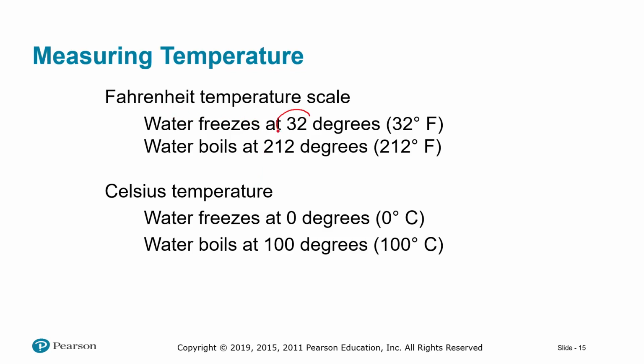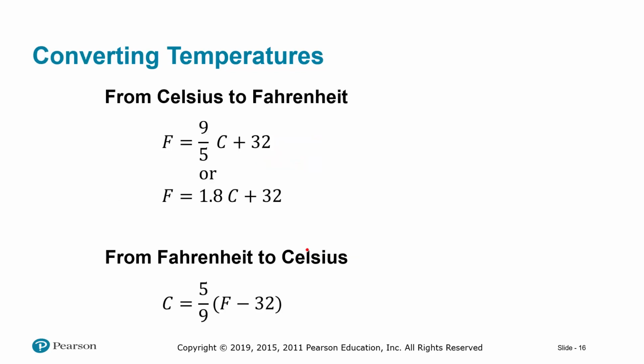You should be familiar with the 32 at freezing, the 212 for boiling. In Celsius, suppose you're in France on a visit. Water freezes at 0. That's convenient, right? And it boils at 100. Pretty easy to remember. And the conversions aren't too bad, but you want to write these down. It's easy to get them backwards, but if you have them written down, you're in good shape.